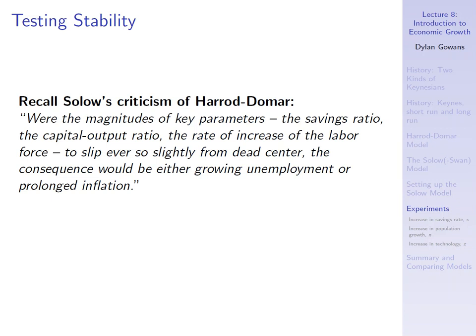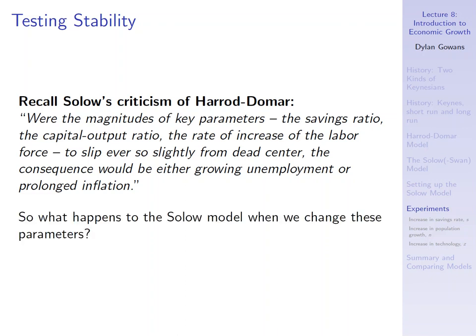Now, recall that Solow's criticism of Harrod-Domar is the following. This is from the earlier slide. It says, were the magnitudes of key parameters, so for example, the savings ratio, the capital-output ratio, the rate of increase of the labor force, any of these, to slip ever so slightly from dead center, from this knife edge we talked about, the consequence would be either growing unemployment or prolonged inflation. So a question we might ask then is, what about in this model? What if we change any of those parameters? Are we going to see this instability that we see in Harrod-Domar?